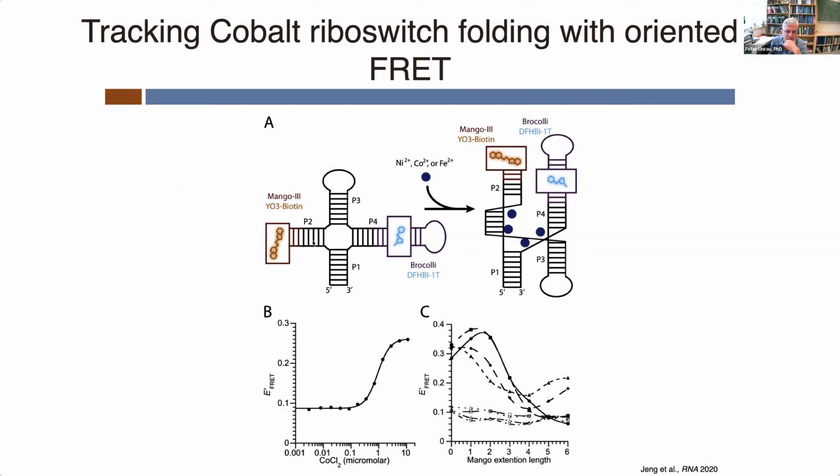This is a 4-helix structure that, based on its crystal form, stacks P2 and P4 in a collinear fashion when you add cobalt or nickel. Here we're using cobalt. But we inserted a Mango aptamer and a Broccoli aptamer into these two arms, and just observe the FRET signal that we see as a function of cobalt. We had a very nice titration.